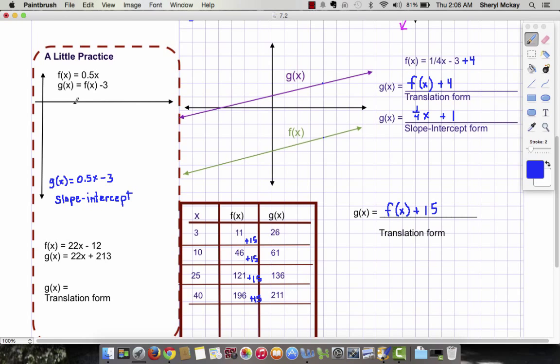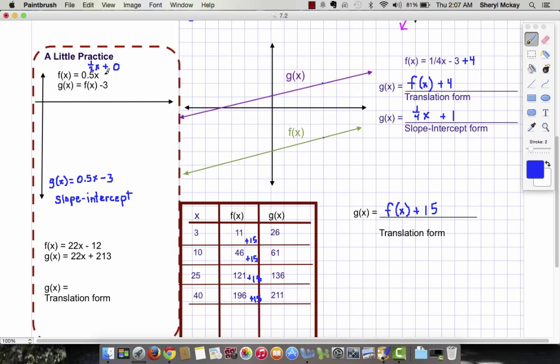The first thing we have to do is graph f of x, and f of x equals 0.5x. Now 0.5 is hard to think of in terms of the slope, so I'm going to change that to 1/2 because 0.5 is the same as 1/2. But I don't have a y-intercept. Where's my y-intercept? What is my y-intercept?